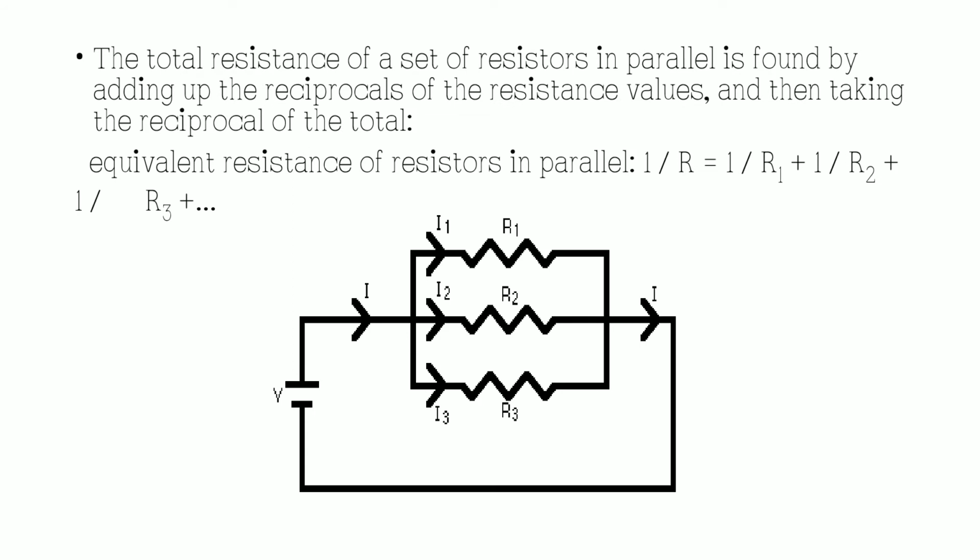So if we see this diagram, the total resistance of a set of resistors in parallel is found by adding up the reciprocals of the resistances, that is 1 by R. So it will be 1 by R is equal to 1 by R1 plus 1 by R2 plus 1 by R3 and so on, depending upon the number of resistances we have in the circuit.